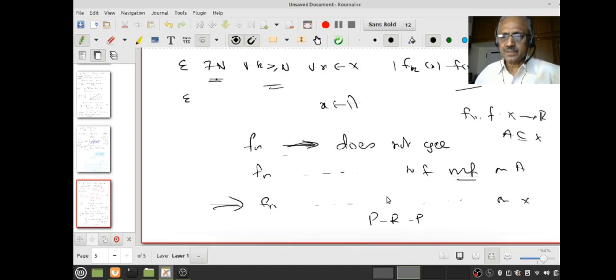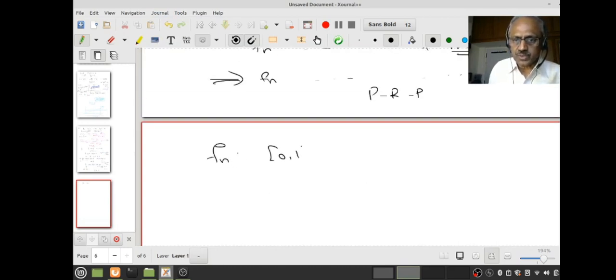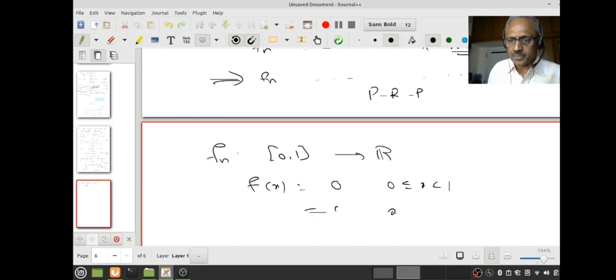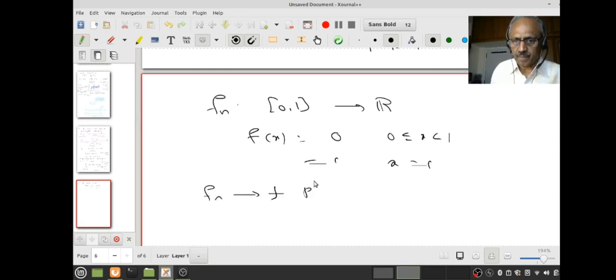Now come back to this. Now use it in the last example. So what did we show? Now let's look at the function Fn from the closed interval [0,1] to R, and it converges to the function f(x), which is 0 for 0 less than or equal to x less than 1 and equal to 1 if x equals 1. Then Fn converges to F pointwise on [0,1]. I want to know whether it converges to F uniformly on [0,1].